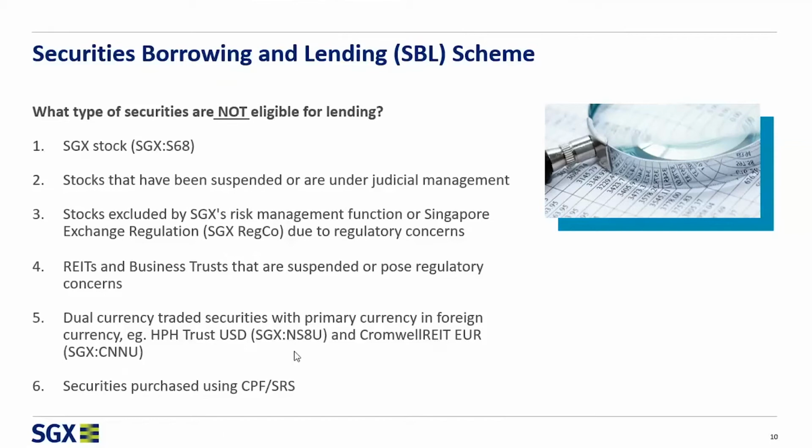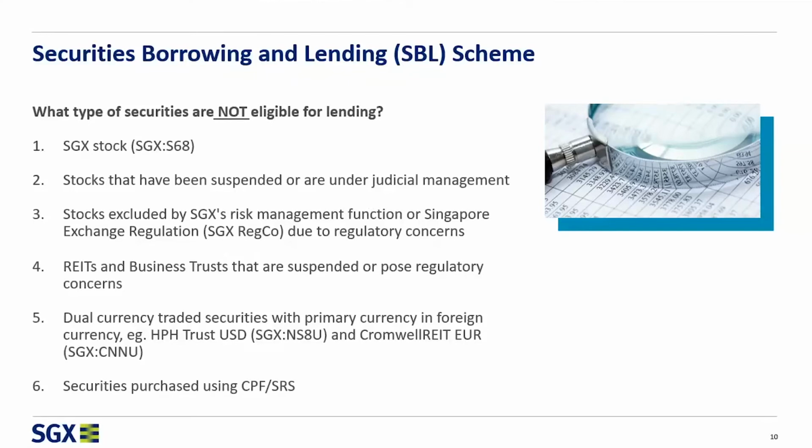Next, stocks that are suspended or under judicial management. Stocks that are suspended may have some problems with them. They might be under judicial management, meaning they are almost at the brink of bankruptcy maybe. But these stocks will not be eligible for lending. Okay, so one example is the famous High Flux case that's going on. High Flux stock is currently suspended. It is not eligible for lending.